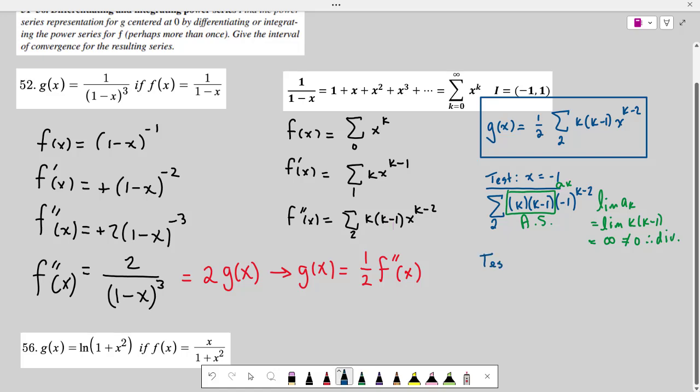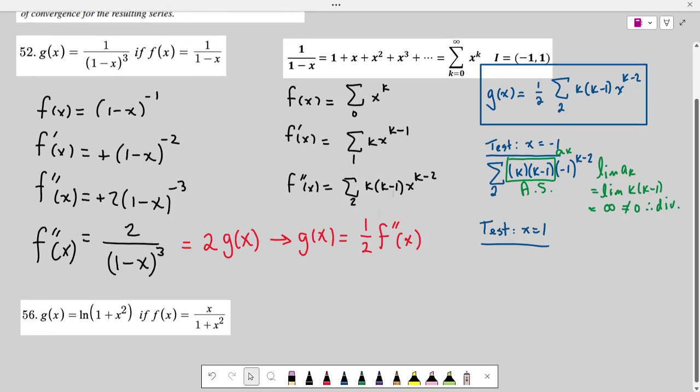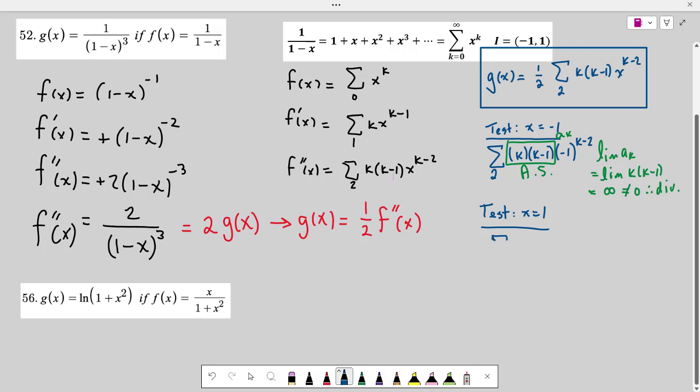Let's test the other endpoint. So if we test x equals +1, not much has changed. We have k times k minus 1. And isn't positive 1 to any power just positive 1? So isn't the a sub k the same? Right? A sub k is the same. So this is same as above. So therefore, the interval of convergence has divergence at -1 and 1, and the interval is just going to go like that.